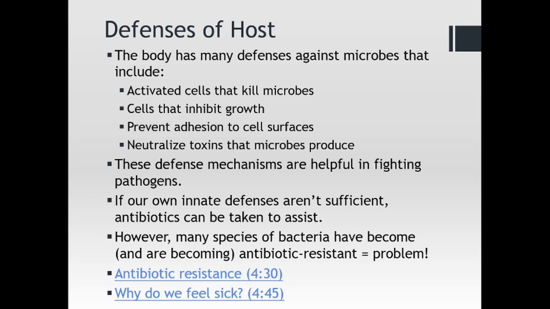This is not just a United States problem. This is a global problem, and it's at a global scale. And there are solutions to it that we need to explore and research and develop, one of them being phage therapy. But anyway, these antibiotics can be taken in order to assist our innate defenses.